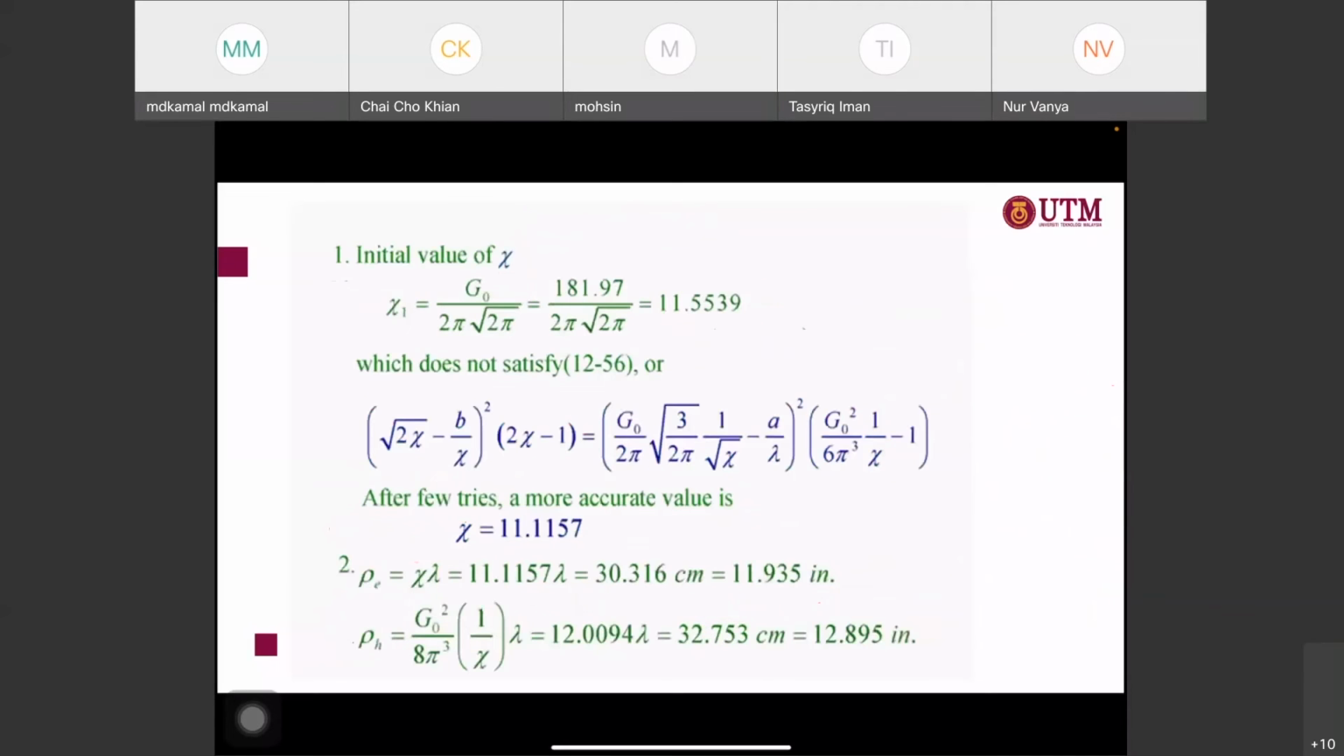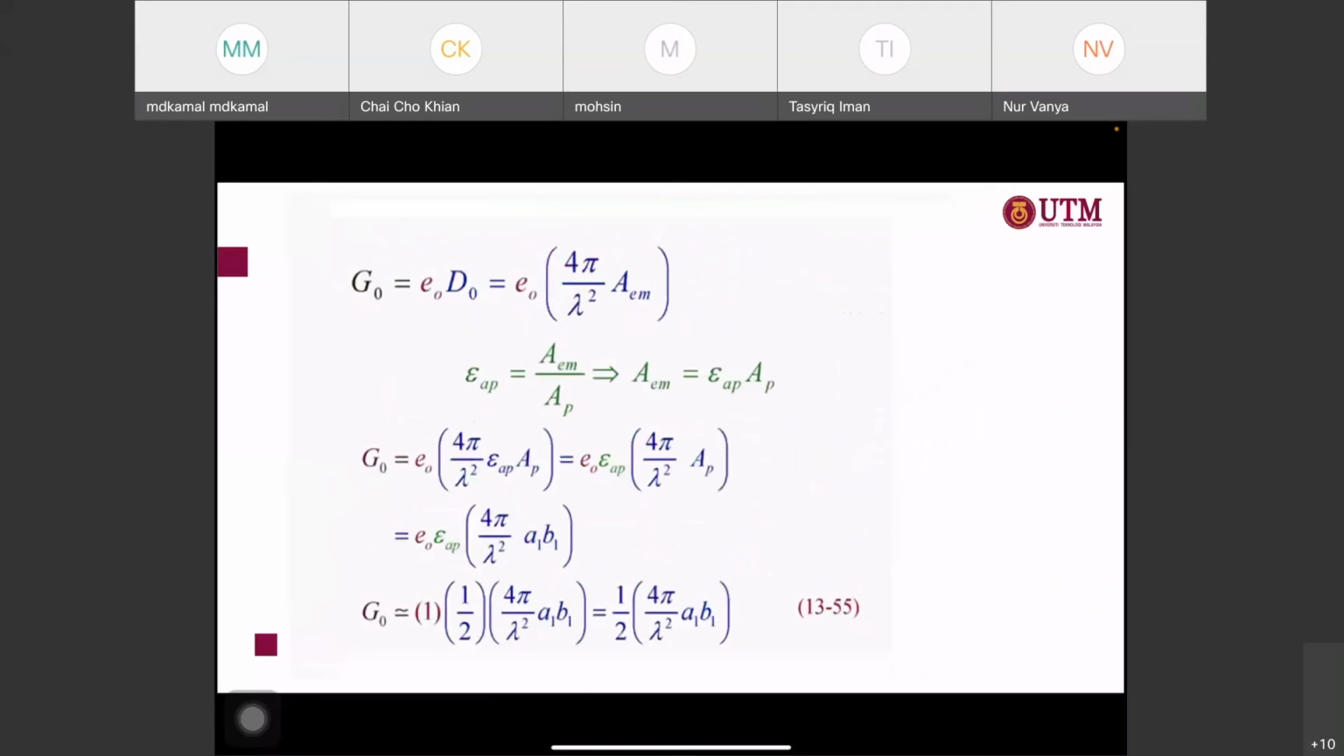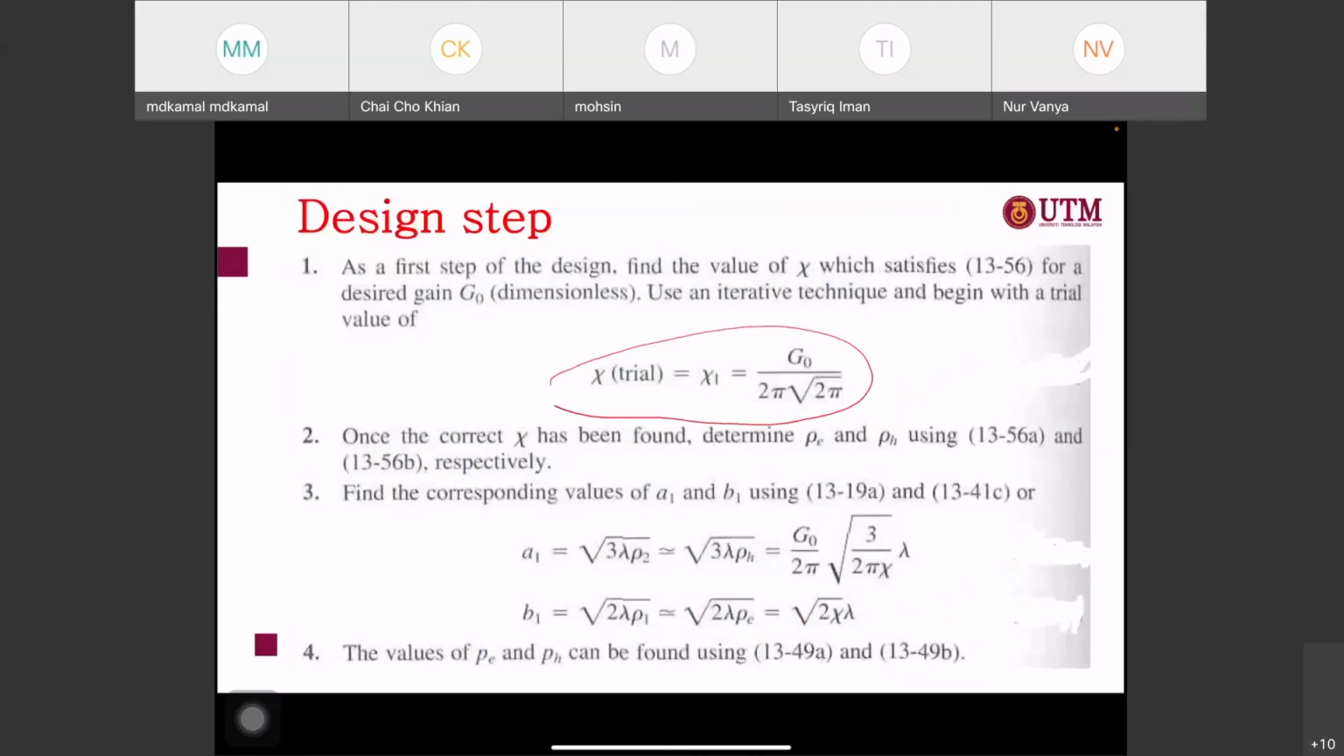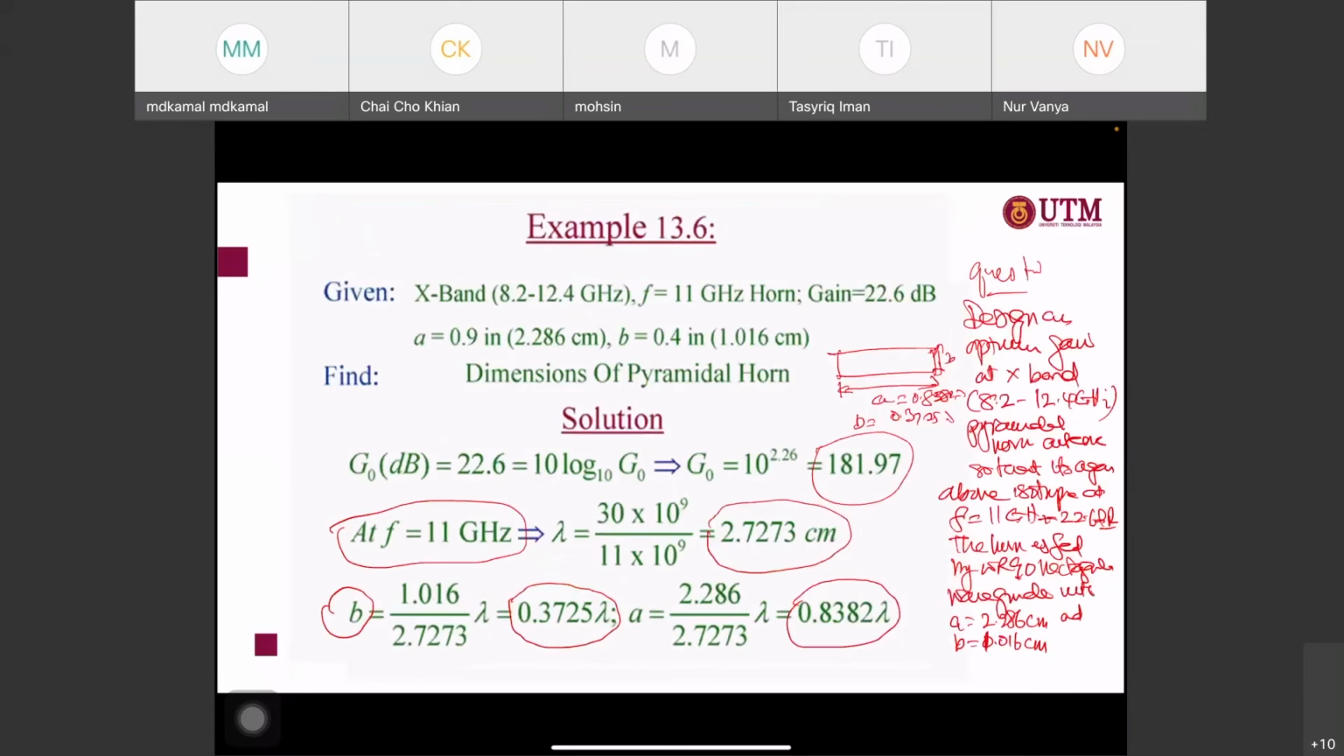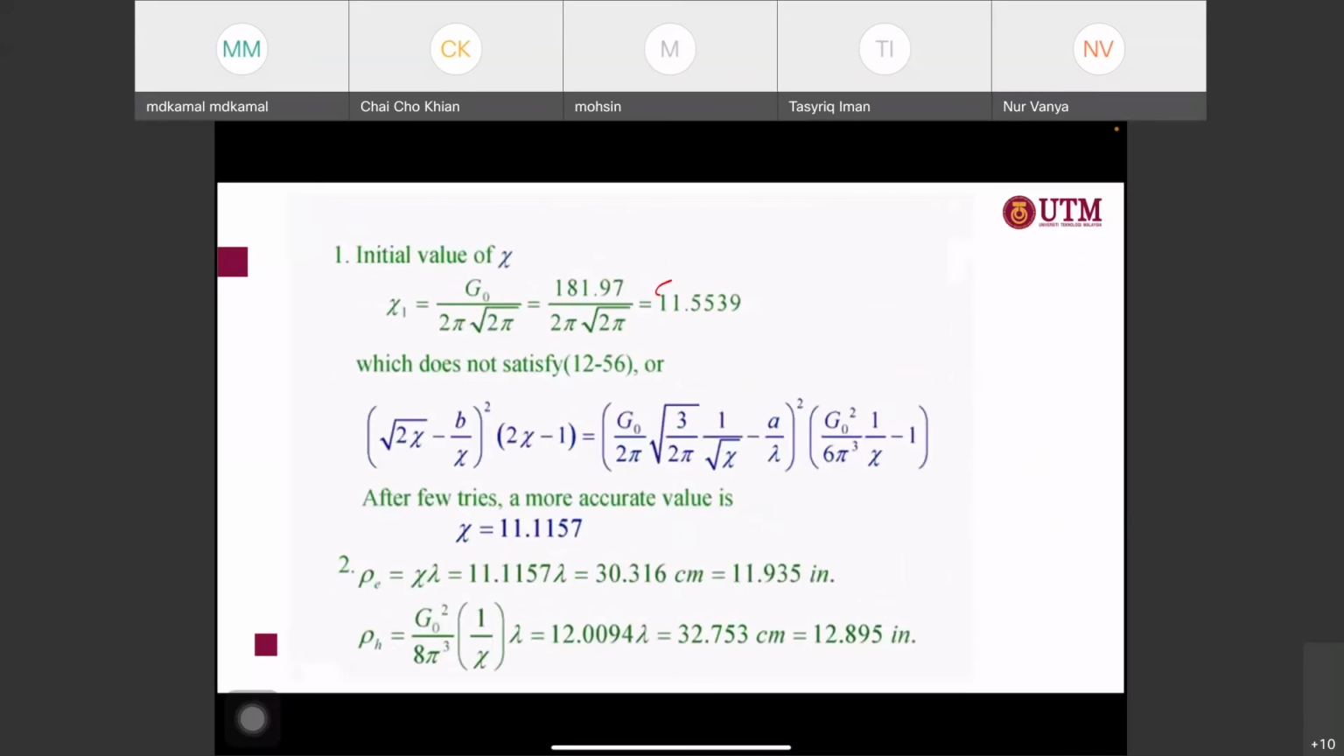Next, this is something that sometimes you need to find out, the chi value. If you put into this equation of chi that we have for the design specification before, you need to do trial and error. So chi is to G naught, and then what you have here, you got this value. If you look at 12.56 for all these equations, if you put it here, actually it does not really satisfy the answer that you are getting here.